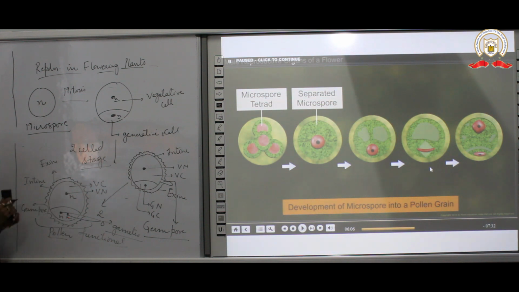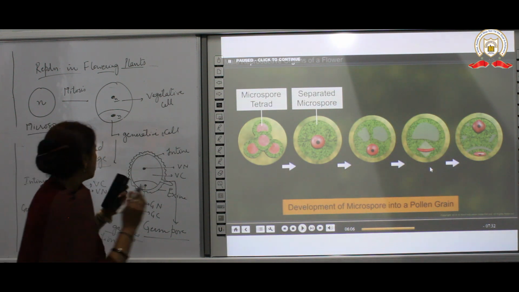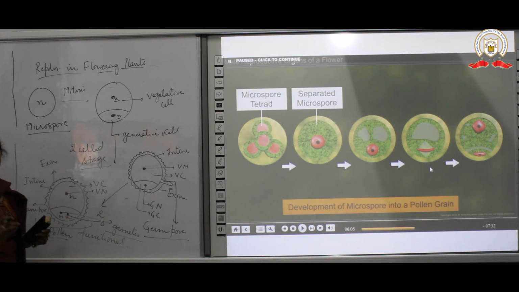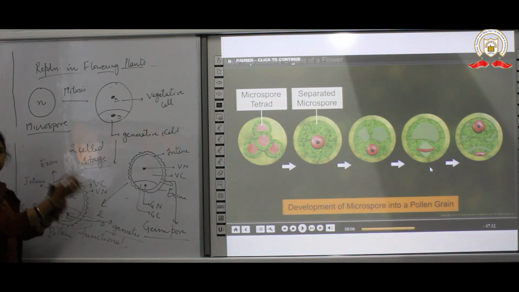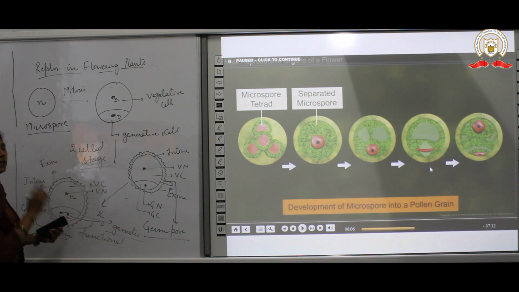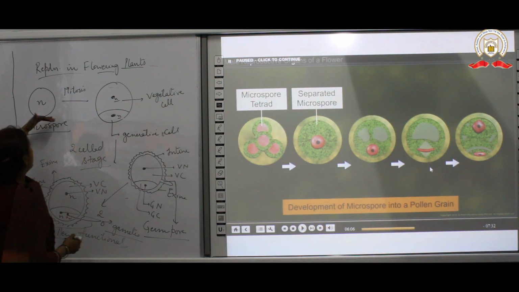Because in flowering plants we have already discussed that there is triple fusion. Triple fusion is possible only when there is presence of two male gametes, one leading to syngamy and the second leading to triple fusion, together called double fertilization. So to ensure double fertilization, there has to be presence of two haploid male gametes, and it is at this stage that the pollen grain is capable of fertilization. So this is the structure and development of pollen grain from a microscope.